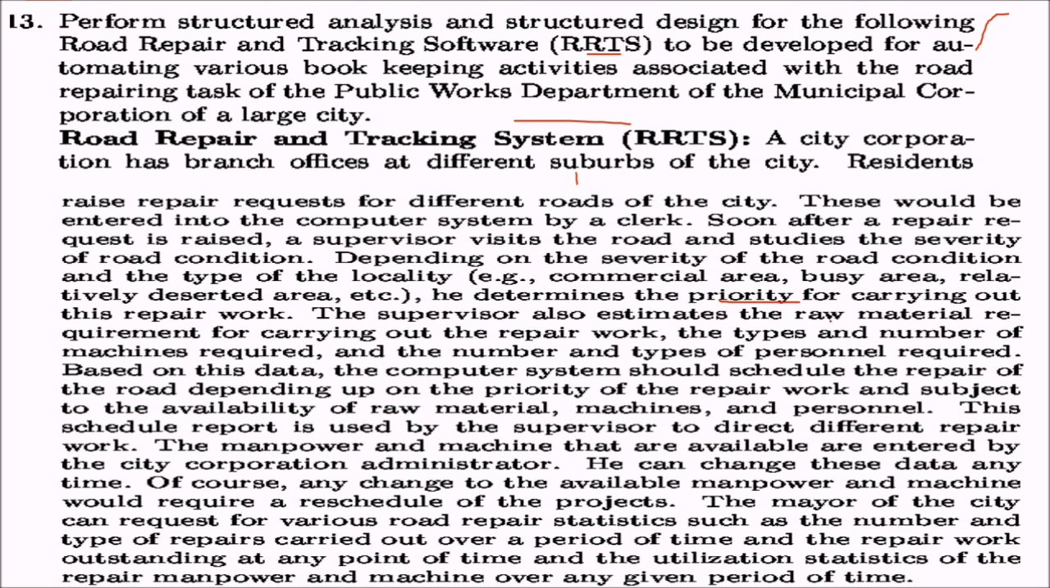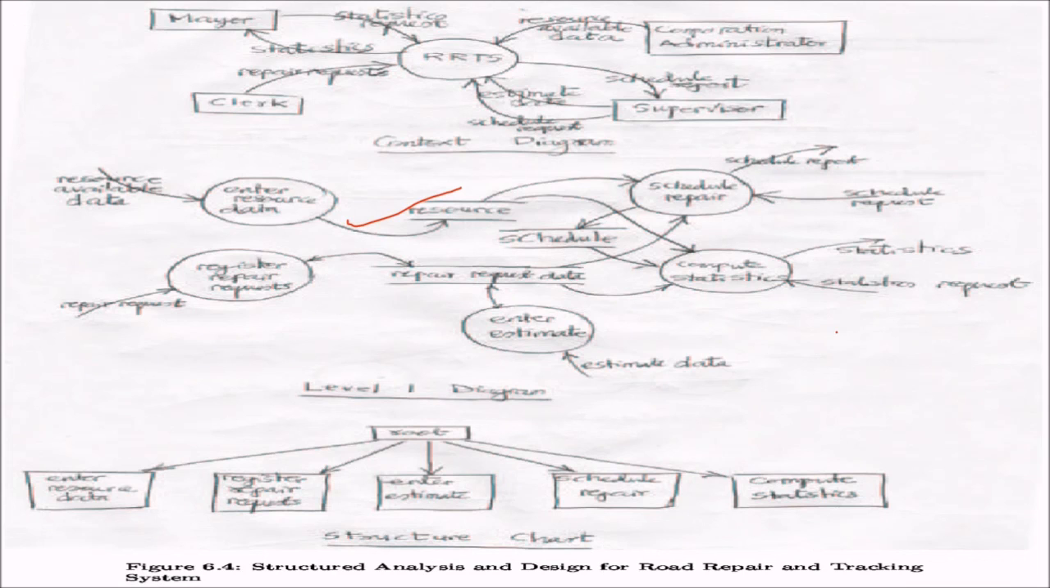The manpower and machines that are available are entered by the city corporation administrator. He can change this data anytime. Of course, any change to the available manpower and machines would require a reschedule of the projects. The mayor of the city can request various road repair statistics, such as the number and type of repairs carried out over a period of time, the repair work outstanding at any point of time, and the utilization statistics of the repair manpower and machines over any given period of time. So the answer would be like this.